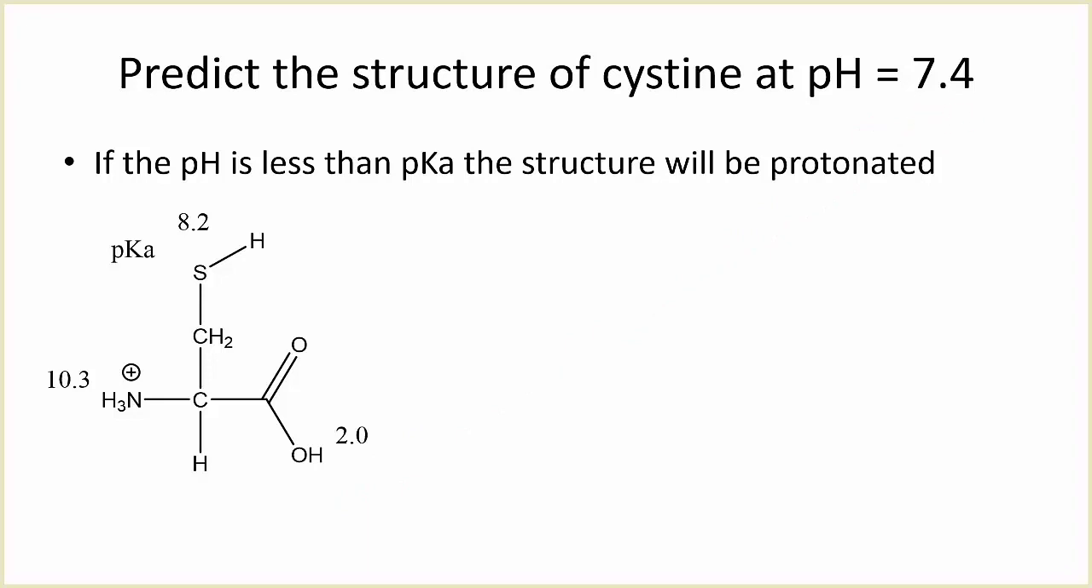So what we can do is say, okay, at 7.4, and the pKa is 8.2, I know the solution's more acidic than the pKa, so it stays protonated. For 10.3, again, the pH is less than the pKa, so that one is protonated. But then look at this one. This is 2.0. So now the pH is higher than the pKa, so it will be deprotonated. So this one ends up deprotonated.